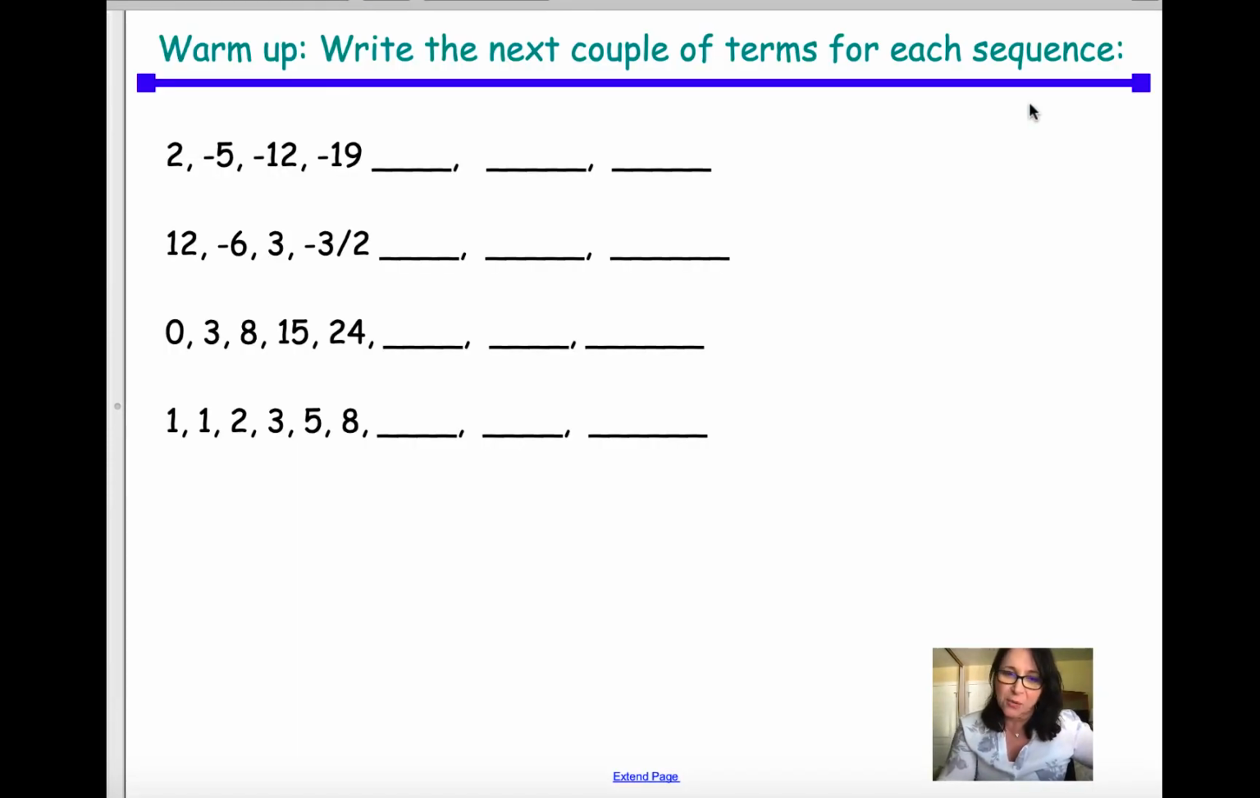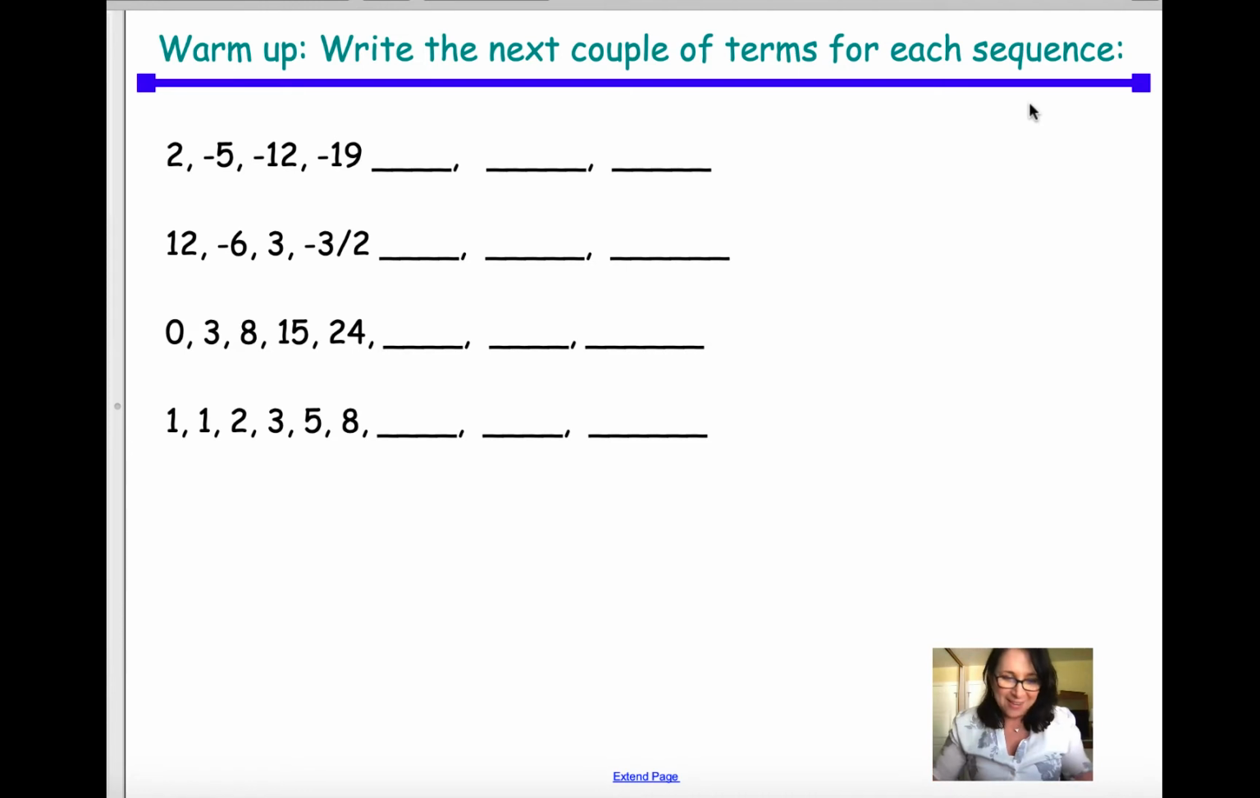for each sequence. So before, I would pause the video occasionally throughout the lesson so that you can have a chance to work some of the problems out on your own. So pause the video, this is a good time to do that. Work these problems out and then restart it.